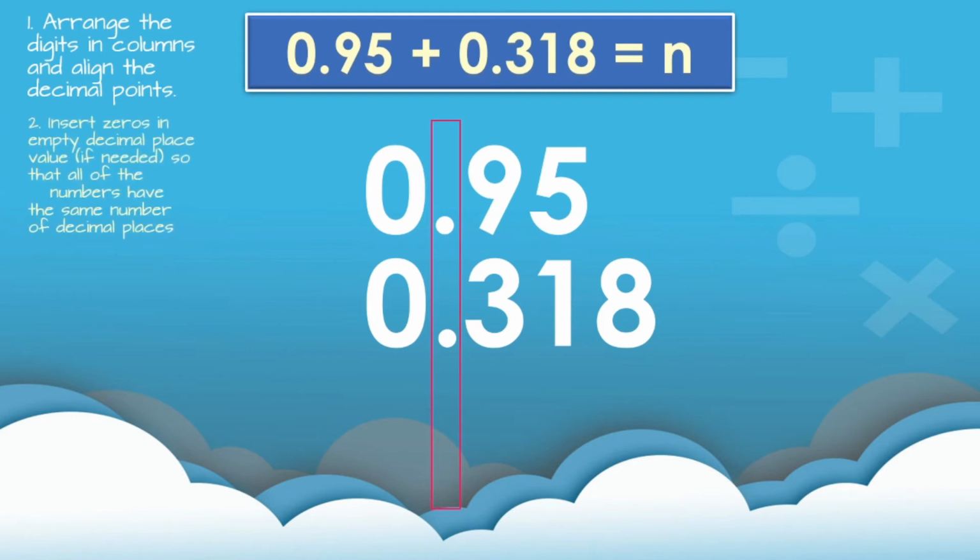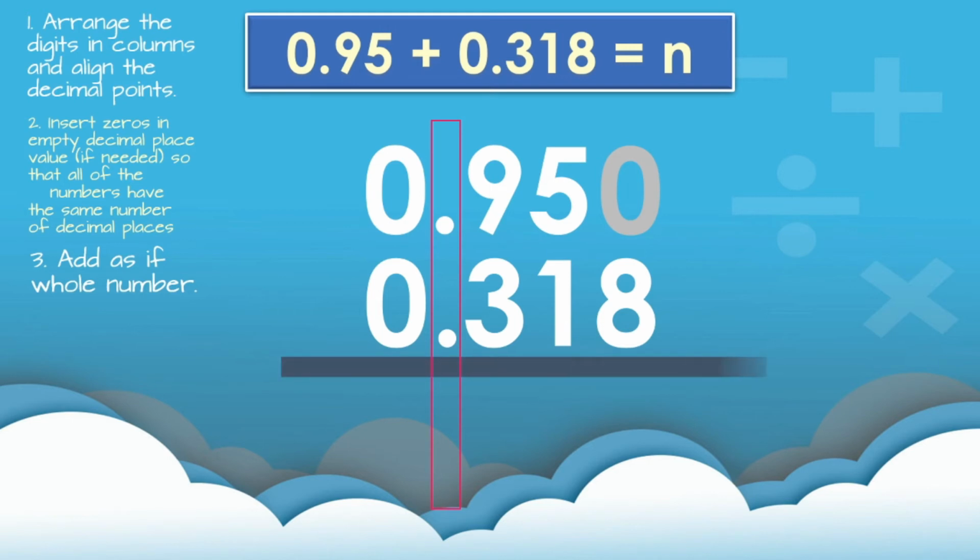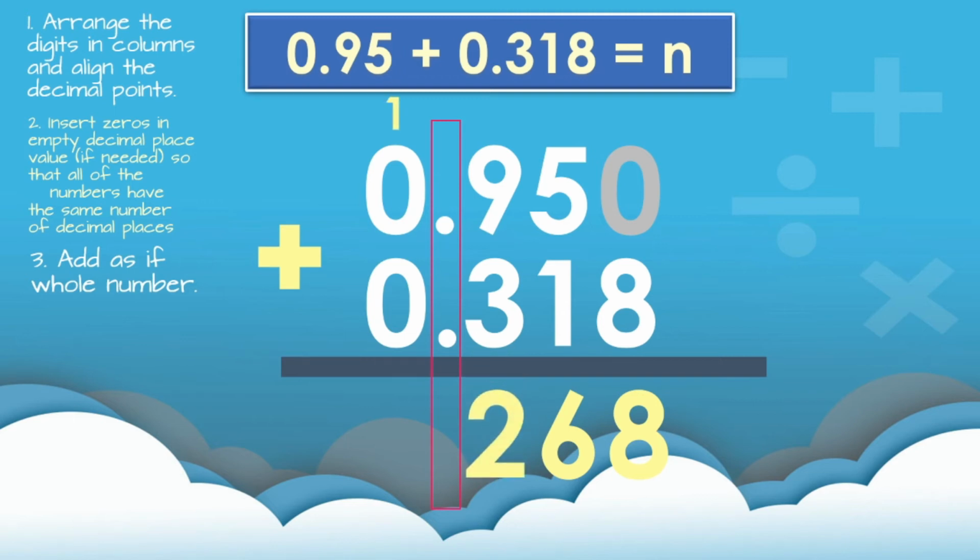Next is insert zeros in empty decimal place value. Kung napapansin nyo, walang katapat si 8, so pwede natin siyang lagyan ng 0 just to have the same number of decimal places. Actually, pwede nyo namang hindi lagyan ng 0 kasi it's just addition naman. Next, add as if whole number. Now let's add 0 plus 8. That gives us 8. 5 plus 1, yes, 6. 9 plus 3, that gives us 12. So, regroup, bring down 2, carry 1. 1 plus 0, that gives us 1.